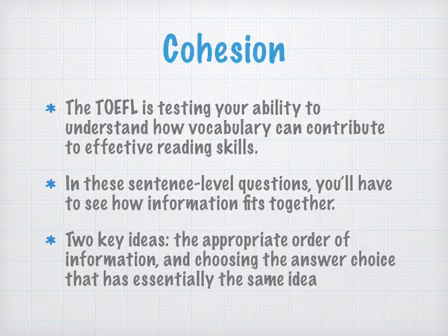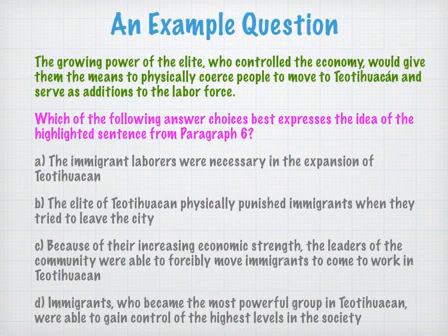I must stress that this has not come from the reading material or any of the quick prep download material from ETS. It's just an example. So, well, let's take a look. The growing power of the elite who control the economy would give them the means to physically coerce people to move to Teotihuacan and serve as additions to the labor force. The question is, which of the following answer choices best expresses the idea of the highlighted sentence from paragraph 6?